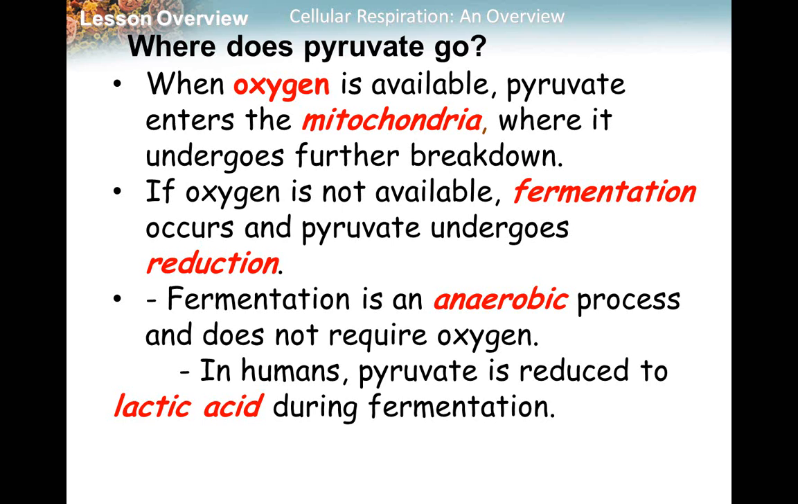Where does it go? When oxygen is available, something special happens to that pyruvate. It enters the mitochondria, where it undergoes further breakdown. If oxygen is not available during this particular stage, it goes into fermentation, where it undergoes reduction. Fermentation is an anaerobic process, and anaerobic means without oxygen, so it does not require oxygen. In humans, pyruvate is reduced to lactic acid.